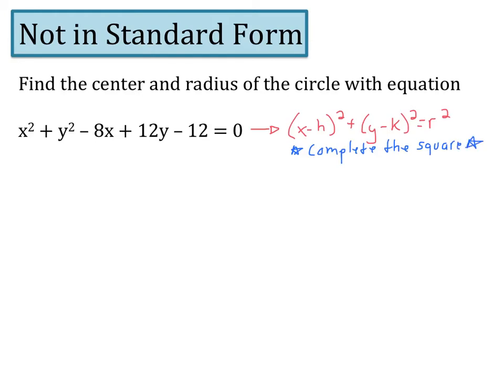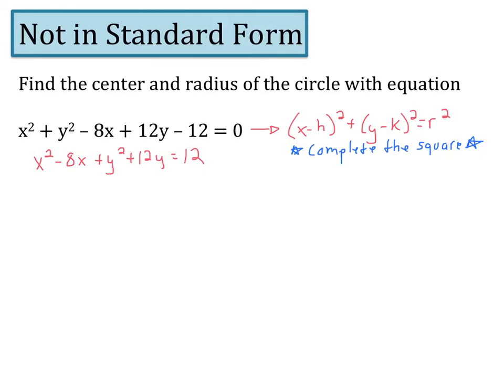If you remember the steps for completing the square, we want to group the like variables together. So we have x² and −8x. Let's put those together. Then we have y² + 12y. And then we have our constant of 12, which will move to the other side. So we're going to have to complete the square twice here. Let's do it with the x's first.